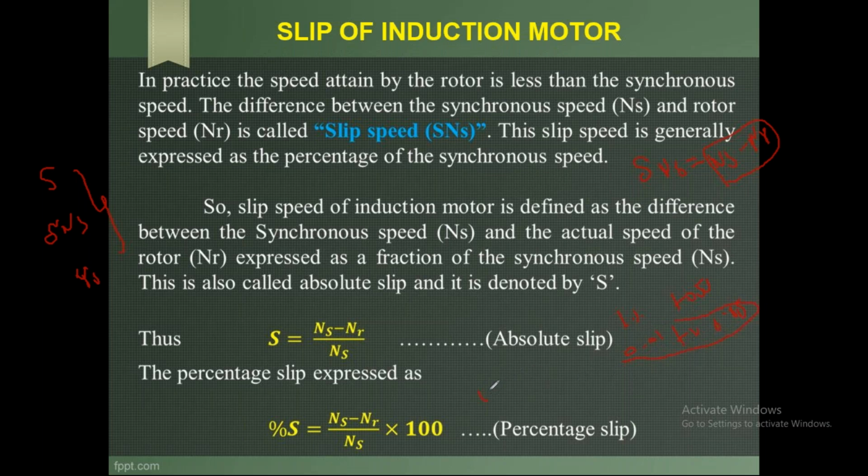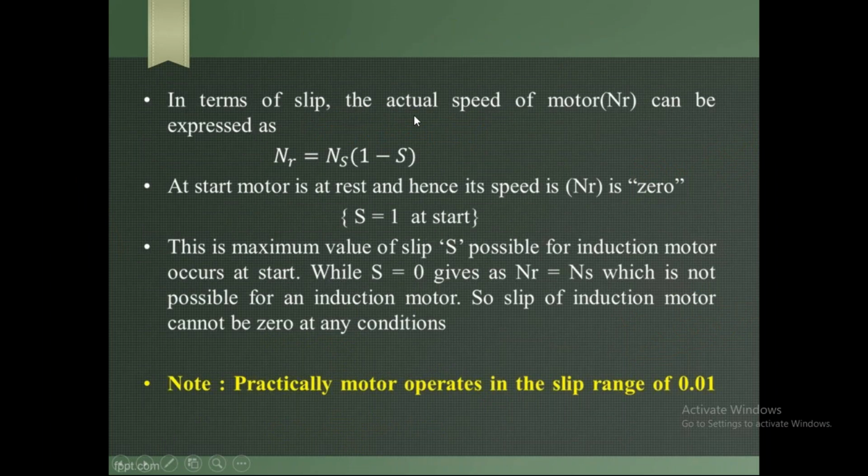Already we have seen, right, the slip always lies in between 0 to 1. So that's why in India, in our country, we are getting the slip value of 0.01 to 0.05. Now we will see how much variation is happening here. Right. In terms of slip, the actual speed of the motor, that is rotor speed, can be expressed as Nr is equals to Ns into 1 minus S.